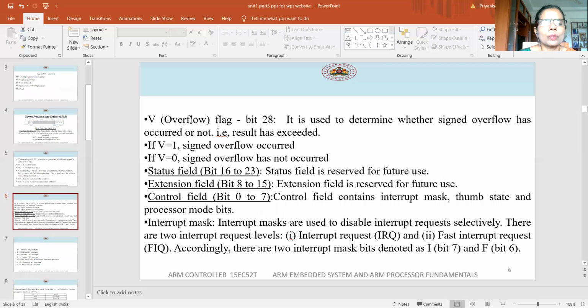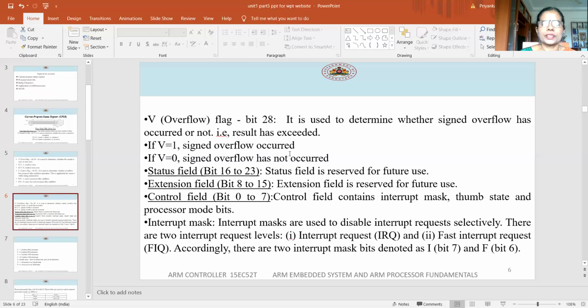Bit number 28 is the overflow flag. It is used to determine whether signed overflow has occurred or not, whether the signed result has exceeded. For example, if you are adding two 4-bit numbers, the result should be a 4-bit number. If the result exceeds 4 bits, then definitely overflow occurs. So it is used to determine whether signed overflow has occurred or not. If V is equal to 1, signed overflow occurred. If V is equal to 0, signed overflow has not occurred.